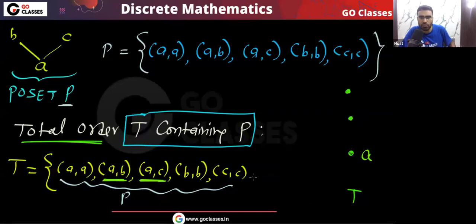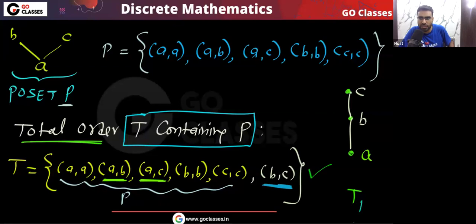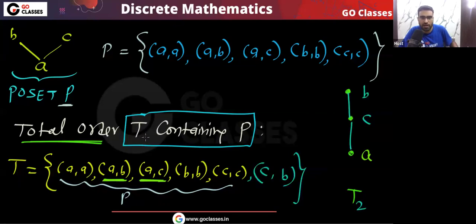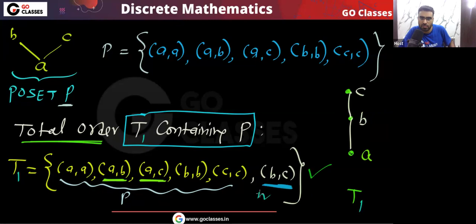Or you can add this. This is also correct. So I can call it T1 and I can call it T2. This is new. That's it. Understood? Please tell me, is this point clear?